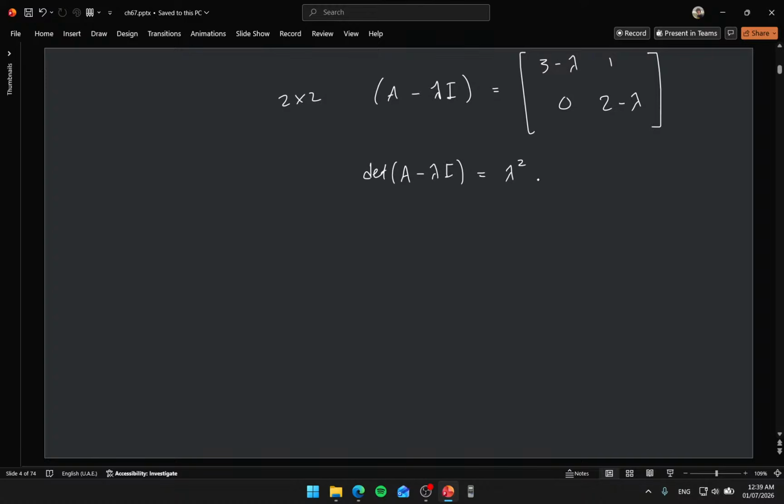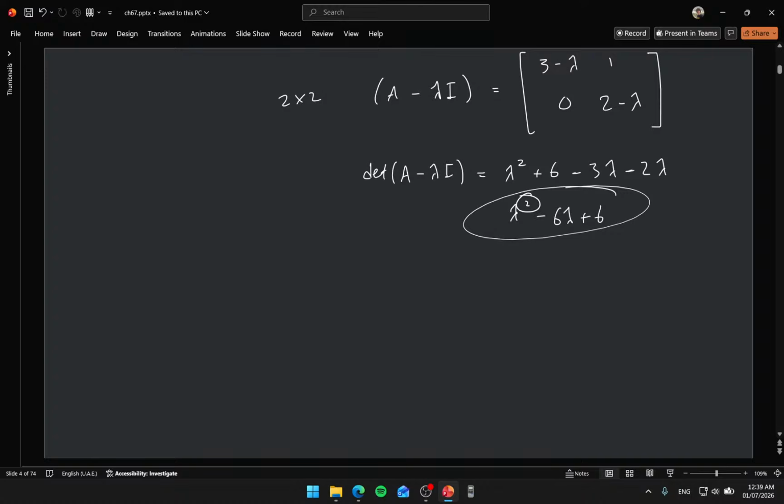Okay. For 2 by 2 matrices, let's say we're talking about the A minus lambda I matrix, the coefficient matrix. If it's a 2 by 2, so let's say 3 minus lambda, 2 minus lambda, 1, 0, let's say. So the characteristic equation, which is the determinant of A minus lambda I, will be a quadratic equation. You can verify this. So multiply, you'll get lambda squared minus 6 lambda plus 6. So verify that this is a quadratic equation.